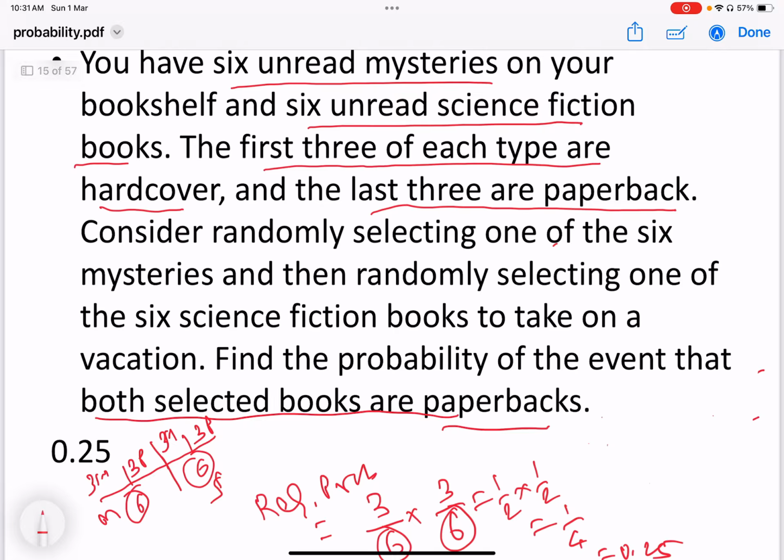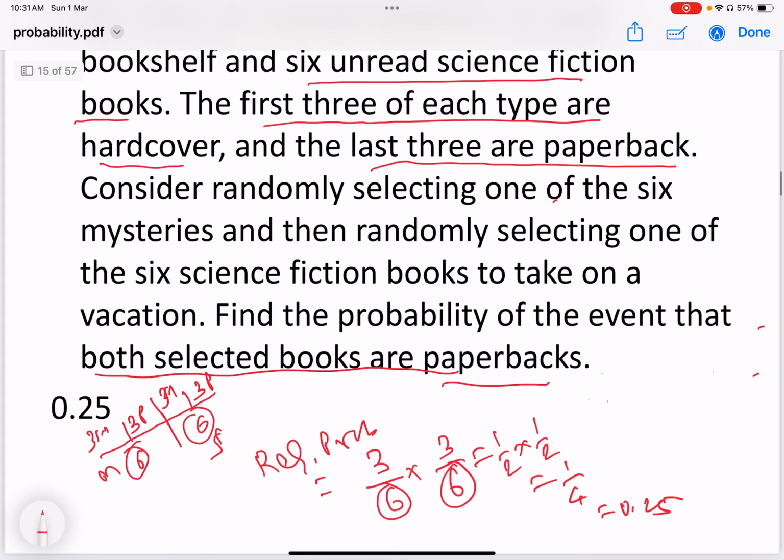Find the probability of the event that both selected books are paperbacks. Now we have 3 paperbacks for mystery, so probability is 3 by 6. We also have 3 paperbacks of science books, so that probability is also 3 by 6. So total 2 books selected, and then the probability is 1 by 2 into 1 by 2. That means it is 1 by 4, so it is 0.25.